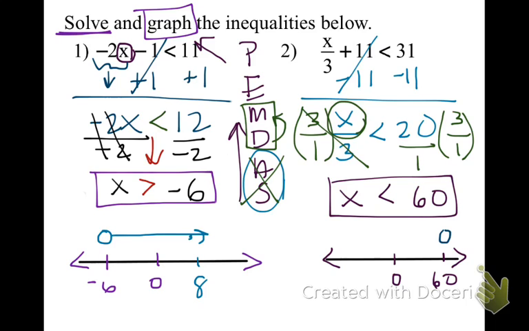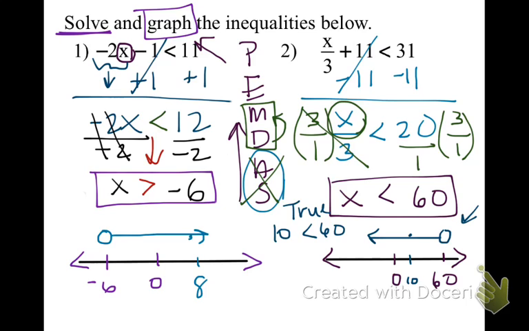Now, x is less than 60. X is smaller than 60. So I know that 10 is smaller than 60. This is a true statement. So 10 would be right around over here. So 10 has to be on the number line, so I know my arrow is going the correct direction.